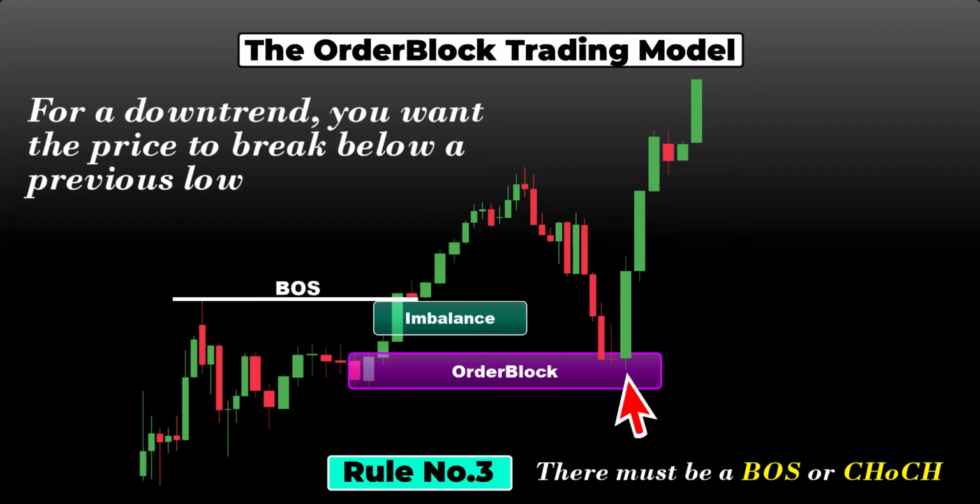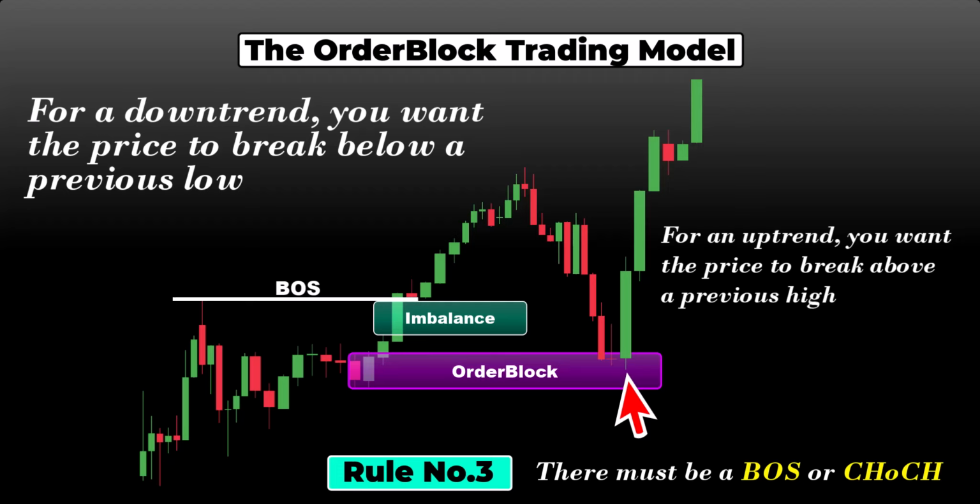For a downtrend, you want the price to break below a previous low. For an uptrend, you want the price to break above a previous high. A shift in structure confirms institutional intent.